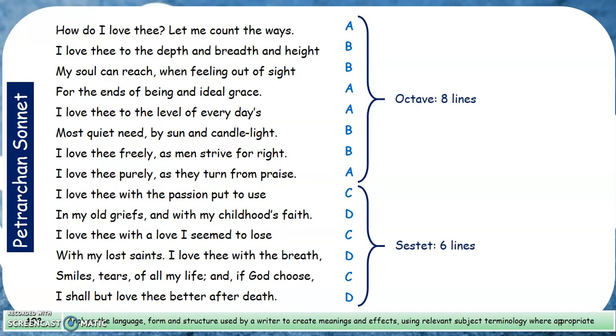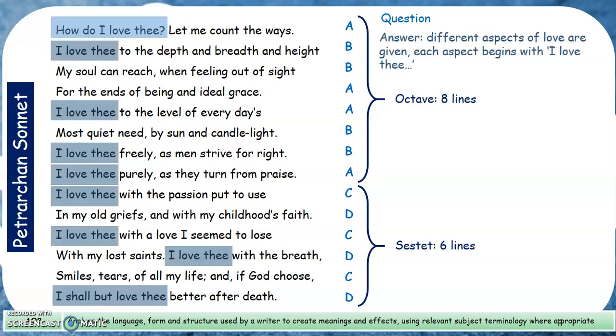If you figured out it's a Petrarchan sonnet, absolutely fantastic. It is split into the octave, the 8 lines at the top with the rhyme in lines A and B, and the sestet down the bottom with the rhyme in lines C and D. The structure of the poem also sort of follows a question being asked at the beginning, and then the rest of the poem, the other 13 lines, are the answer, and each answer is a different aspect of love, and each aspect begins with I love thee.